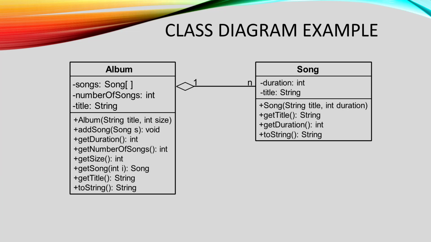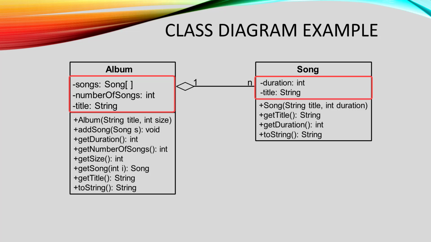This is a class diagram for the classes you'll build this lab. They represent an album that contains a list of songs. In this diagram, each of the boxes represents one of our classes. The top part is the class name. We'll be building 2 classes, Album and Song.